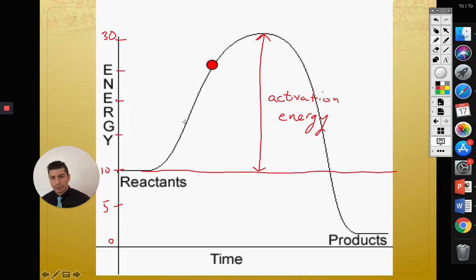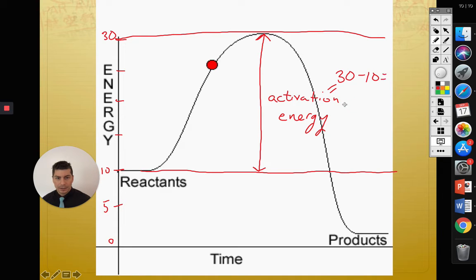So if we wanted to calculate that, you could see that probably around 30, that's around the top of the hill for estimating, somewhere around there, okay? The activation energy is not going to be 30. It's the size of the hill. The hill starts at 10. So our activation energy is going to be 30 minus 10, and we get 20 out of it, okay? That's how you calculate activation energy.